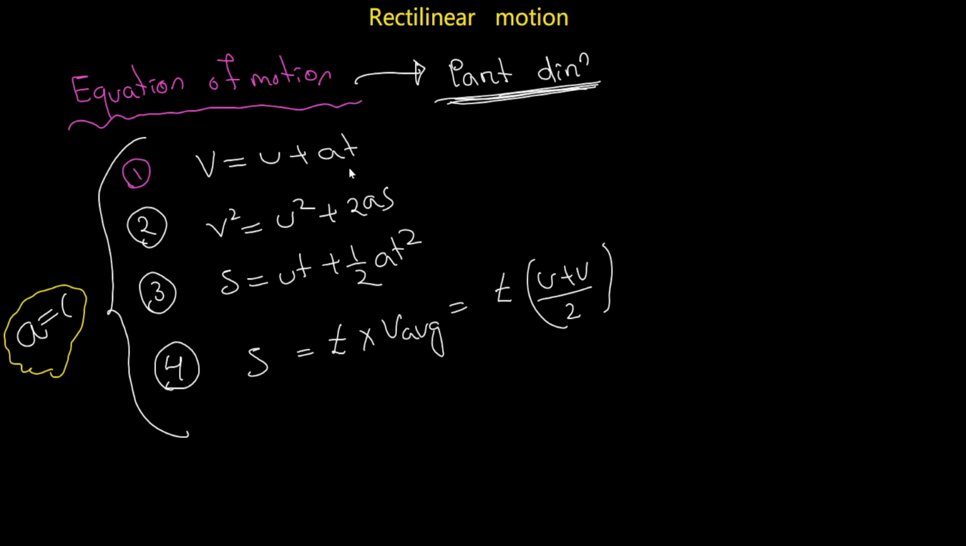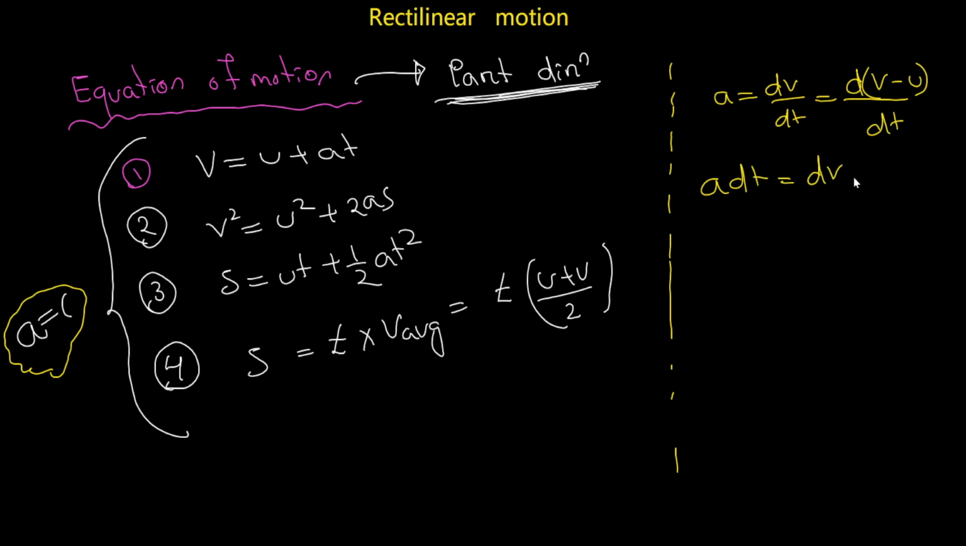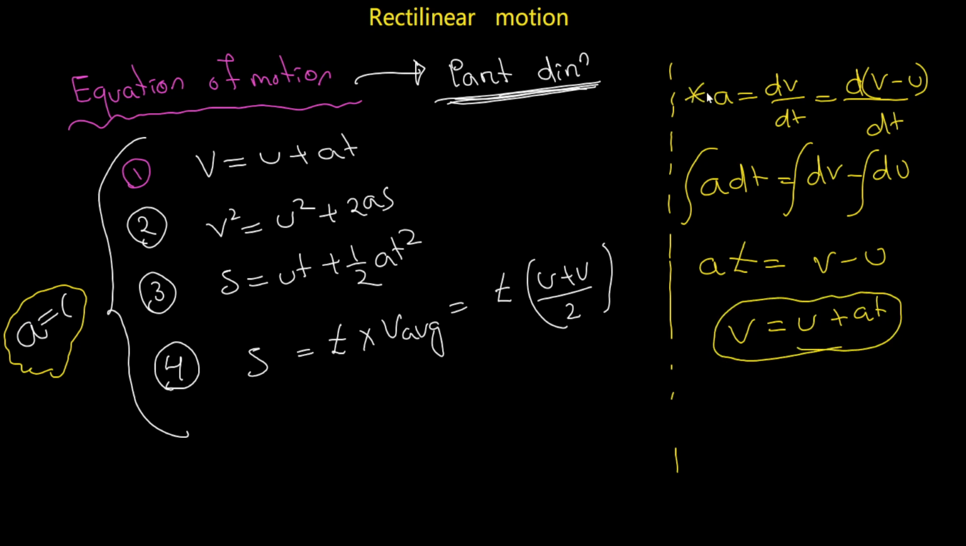If anyone wants to prove these equations, you can easily prove them over here. See how you prove it. Acceleration is nothing but dv by dt. In a particular direction I can write d(v minus u) by dt. So I write a dt is equal to dv. If I integrate over here, I get at is equal to v minus u. So v is equal to u plus at. Similarly, you can prove all four equations from the definition, on the spot.